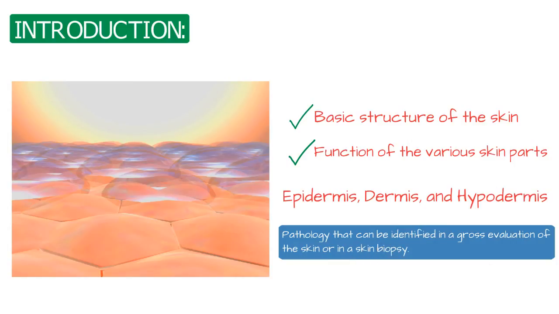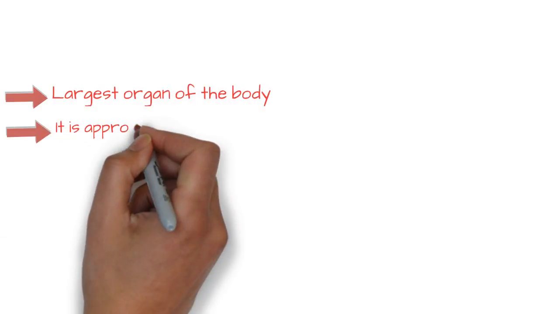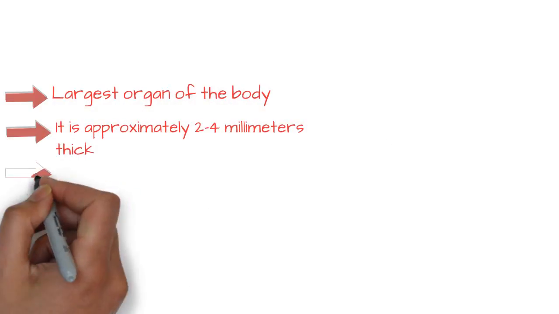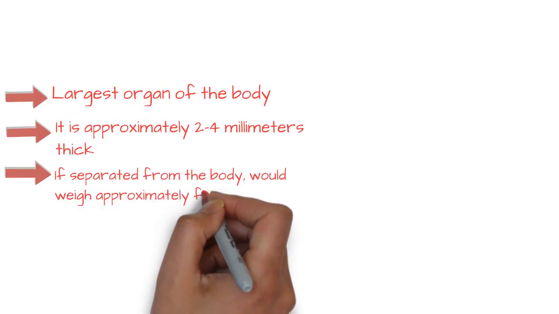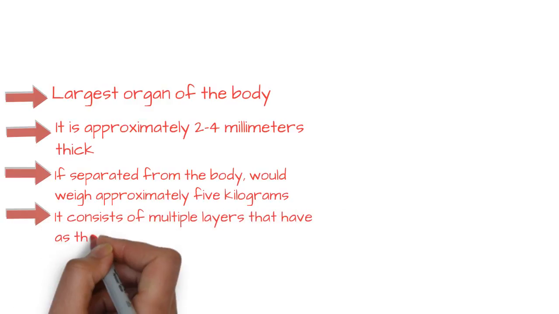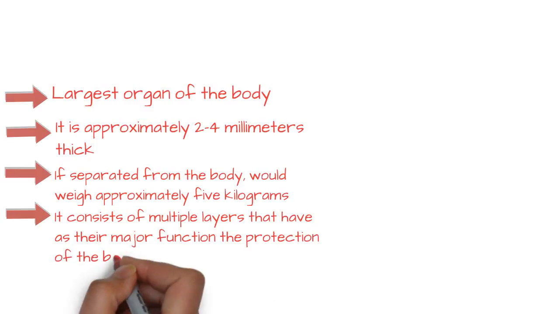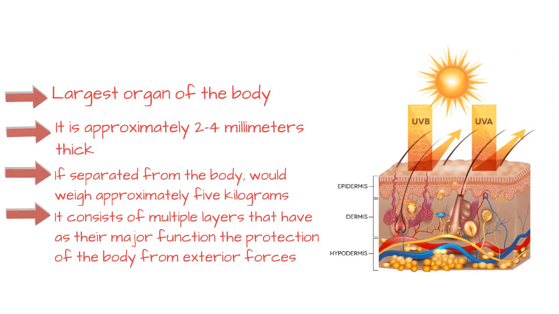The skin can easily be identified as the largest organ of the body. It is approximately 2 to 4 millimeters thick and, if separated from the body, would weigh approximately 5 kilograms. It consists of multiple layers that have as their major function the protection of the body from exterior forces, such as heat, invasion of pathogens, UV radiation, mechanical trauma, and excesses or deficiencies of the humidity in the environment.